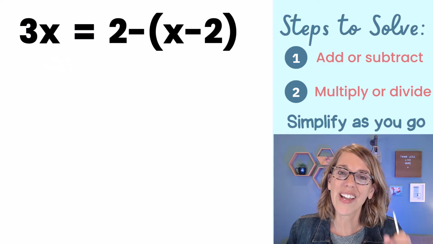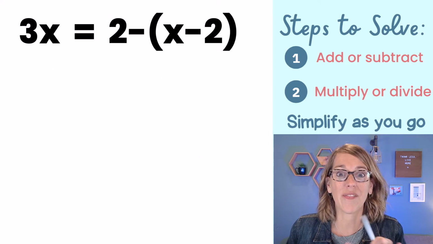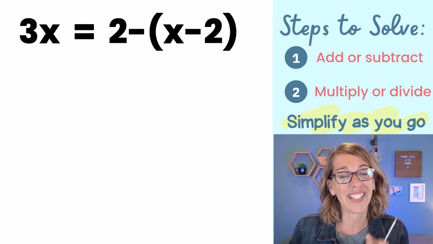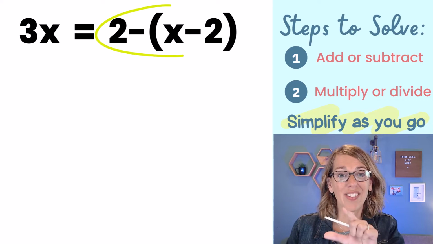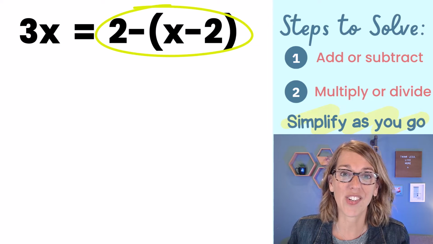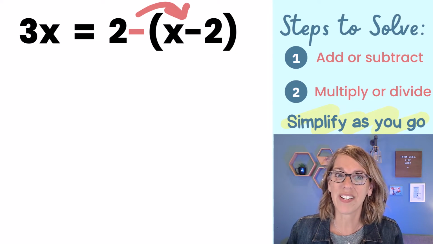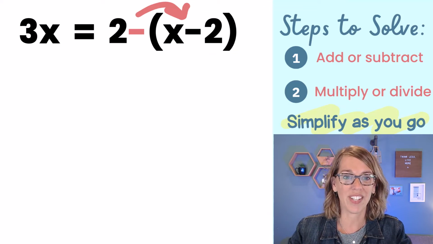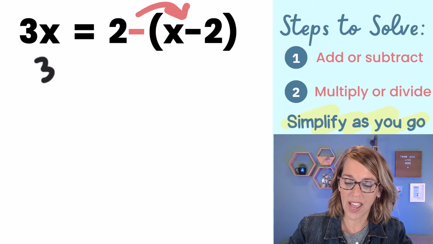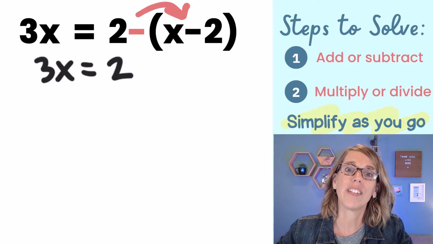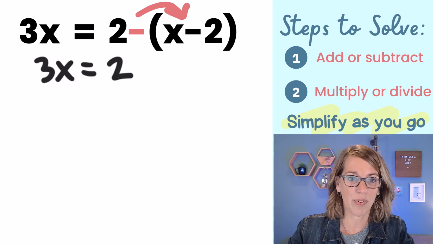In this next one, I'm not quite ready to do that first step, adding and subtracting. Instead, I need to start with the simplify step. Take a look at the right-hand side of our equation. I've got a negative out in front of the parentheses, so I'm going to need to distribute. Let me start by rewriting what I have on the left. 3x is equal to, we're not going to do anything with that first 2, and now we're going to distribute the negative into the parentheses.